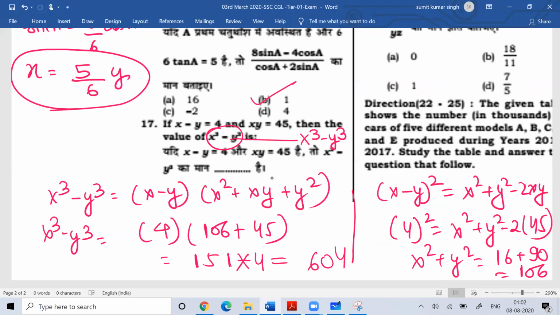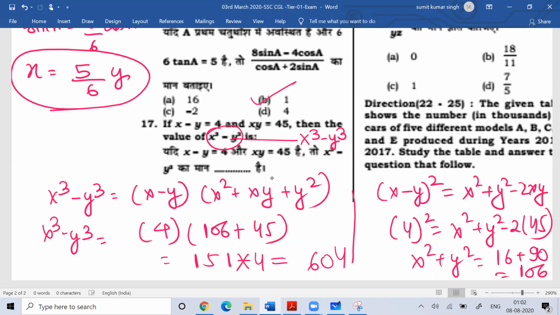Question number 17, very easy. As you can see, it is given x minus y is equal to 4 and xy is equal to 45. And they ask you to find the value of x cube minus y cube. So you should know x cube minus y cube is nothing but x minus y into x square plus xy plus y square. So x minus y is already given, xy is already given, but you don't know the value of x square plus y square.